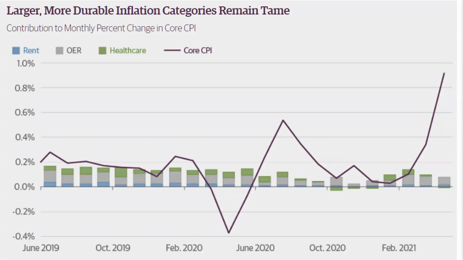That's the owner's equivalent rent. So even if house prices go up, but your interest rates have gone down, essentially your owner's equivalent rent is roughly the same. And that's why that contribution to core CPI isn't substantial. Same thing for rent, and same thing for healthcare. These things have been fairly stable and haven't really contributed to CPI too much.